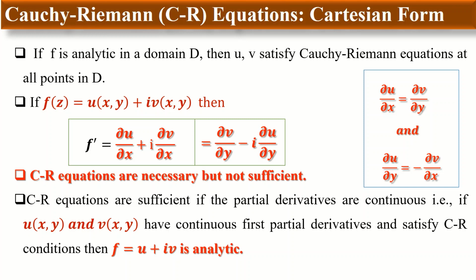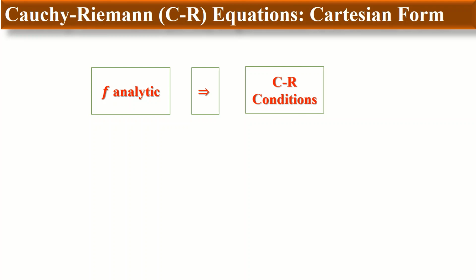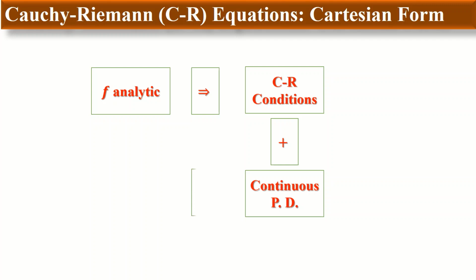If these partial derivatives, del u upon del x, del v upon del x, del u upon del y, and del v upon del y, are continuous, then the function is said to be analytic. So we can understand in this way: if the function is analytic, its components u and v satisfy the CR condition. If we can prove u and v satisfy the CR condition and these partial derivatives are continuous, it means we are proving the analyticity of the function f.